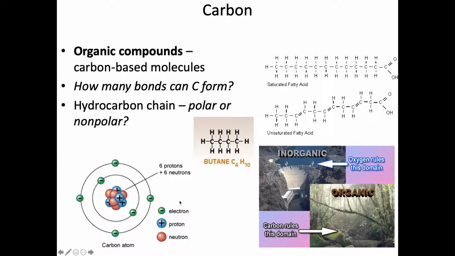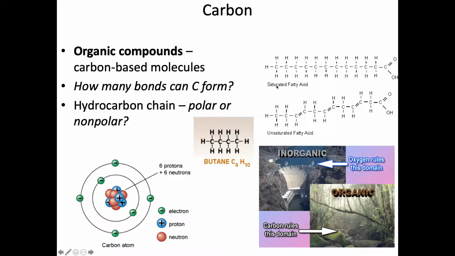Another term to be familiar with is hydrocarbon chains. Here we have a great example of a hydrocarbon chain: hydrogen, and then carbon. These chains consist mostly of hydrogen and carbon, the elements. And we call these hydrocarbon chains.